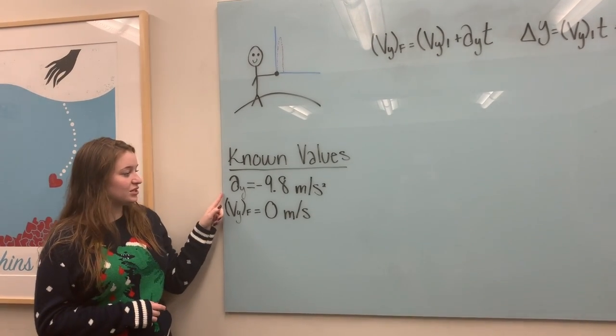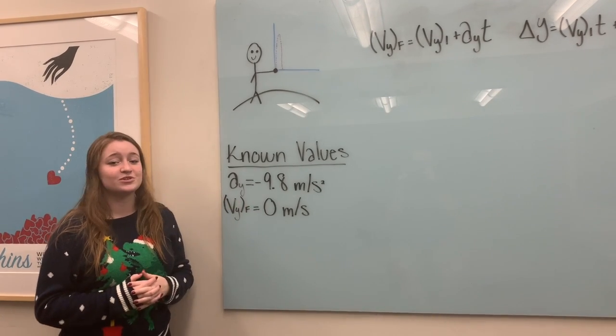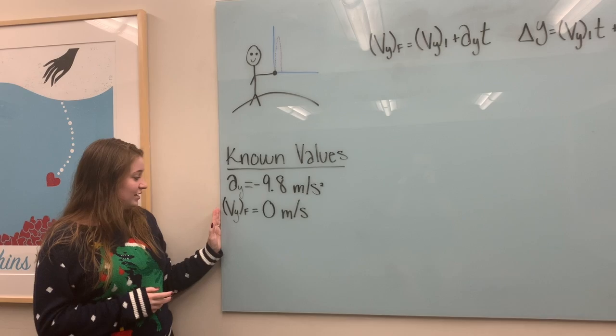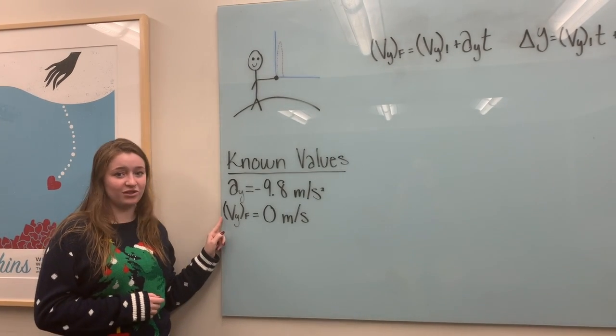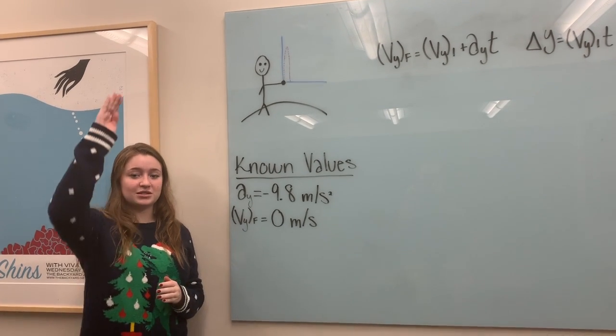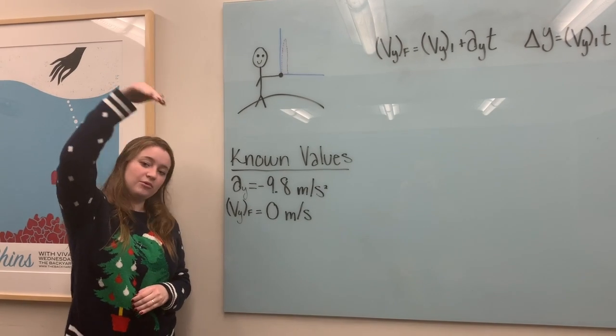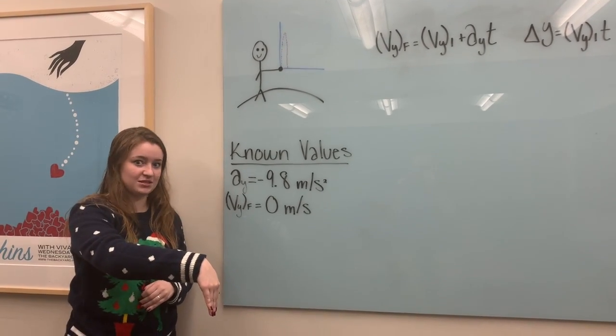The y acceleration as it leaves the tosser's hand is negative 9.8 meters per second squared. And as it reaches its peak, its final y velocity is 0 meters per second. This is because as it goes up, it slowly slows down until it reaches the peak, where for a split second it has no velocity before continuing downwards and gaining velocity.